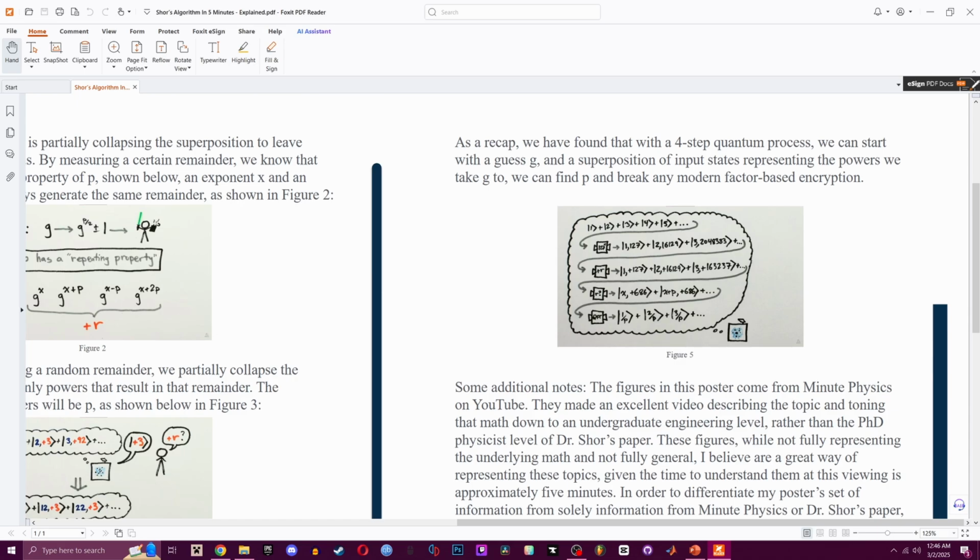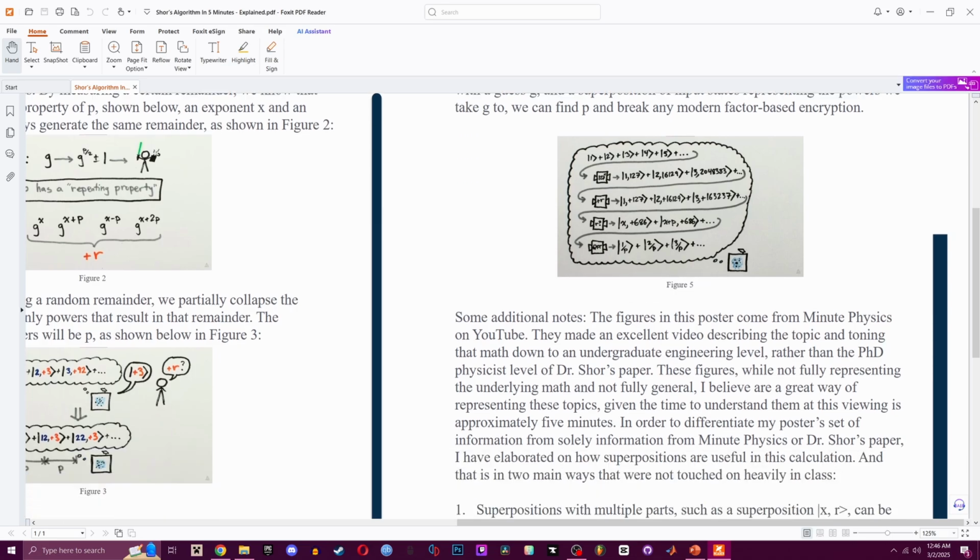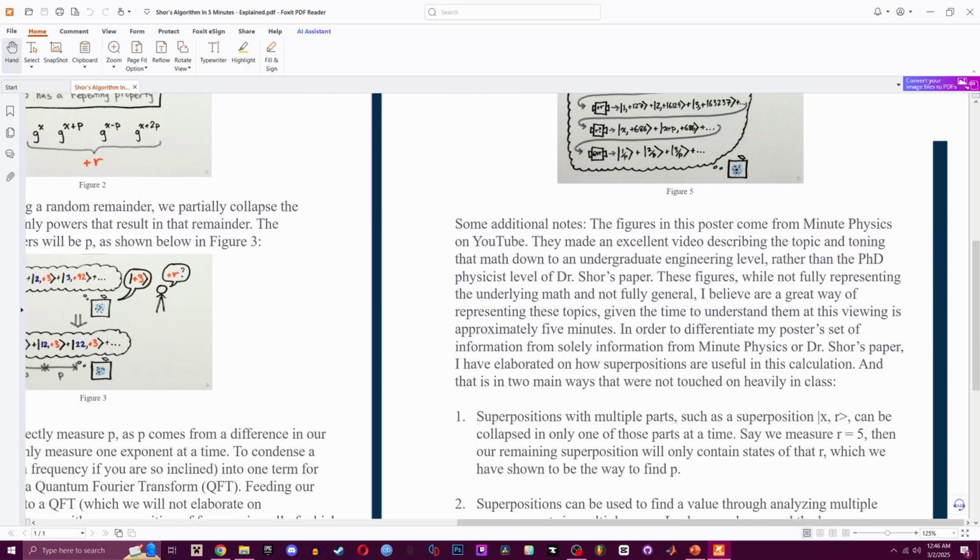Now, just really quick, the quantum process is 4 steps. We start off by taking this initial superposition with a guess g. We raise stuff to the power of that superposition, so g to the x. Convert that into the remainder, as we said before. We collapse that superposition all into one remainder so that we have a difference in the leading terms of p, and then we run that through the quantum Fourier transform and find the least common multiple of the measured values to get p.